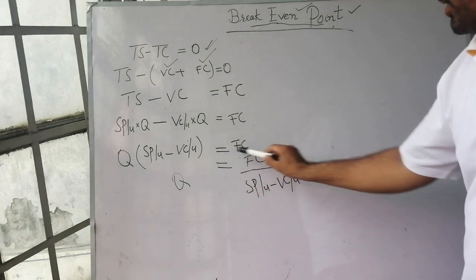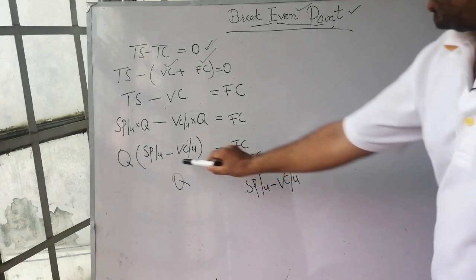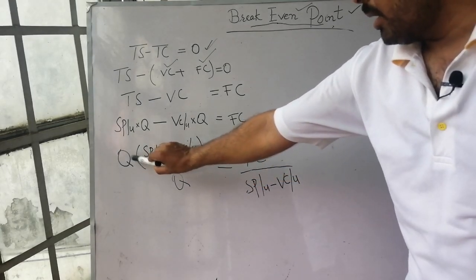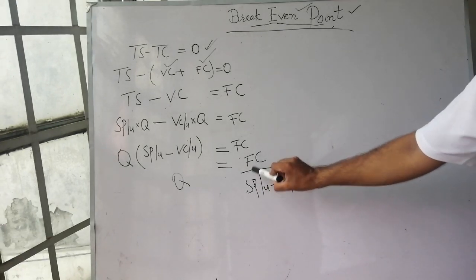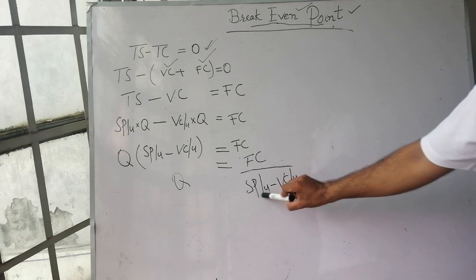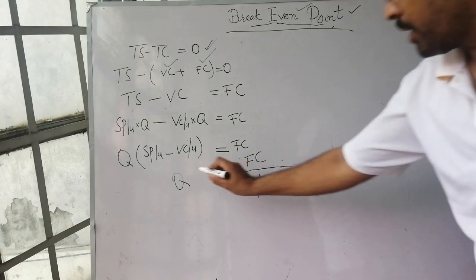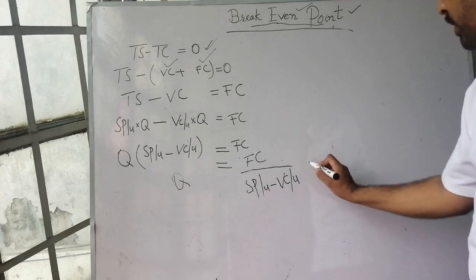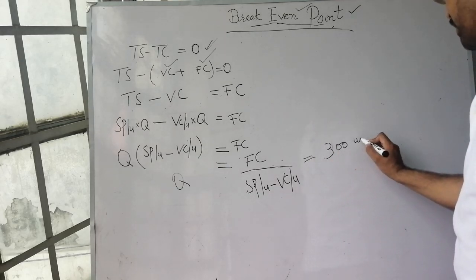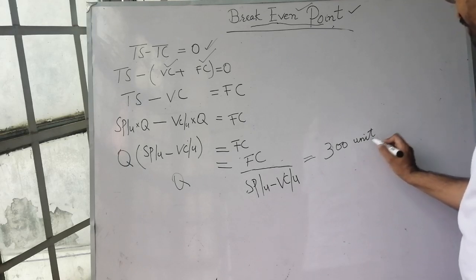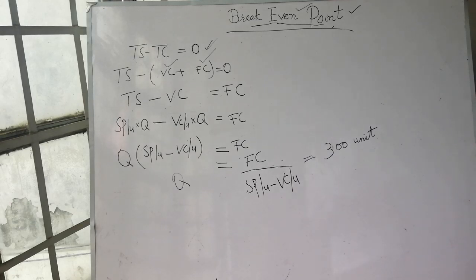The formula is Q equals fixed cost divided by sale price per unit minus variable cost per unit. This is multiplying here, so it will be divided on the other side. Now this is the formula of break-even point. Suppose you put in the values and the answer is 300 units. 300 units is the point at which you will get no profit and no loss.